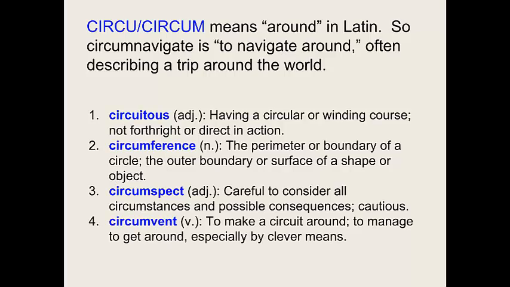Circumspect. Our final vocabulary word is circumvent, which is a verb. It's to make a circuit around, to manage to get around, especially by clever means. Say they're shooting a movie downtown Huntington Beach, and the security is just really, really tight. But you think, oh, I can go visit my friend and maybe climb up on the roof and watch what they're doing. You're circumventing the security.